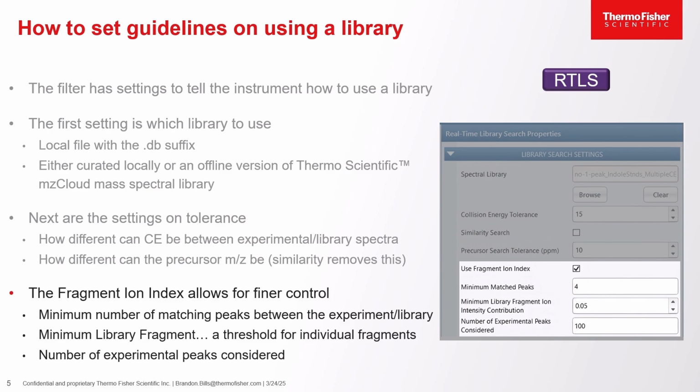The number of experimental peaks considered is pretty straightforward. That's how many experimental peaks are being used to generate the score. This is set to 100. That means the top 100 peaks will be used to generate the scores.